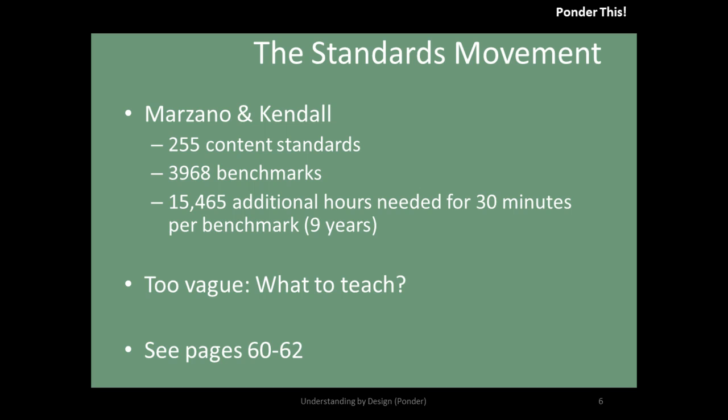So that's the first problem with the standards movement, is what teachers have been saying for years. There's too much content to teach. So that's one of the problems with it. The other problem with the standards movement is that it's too vague. You hear students should understand the movement of the universe. Well, that's so vague. What exactly should they be able to do?